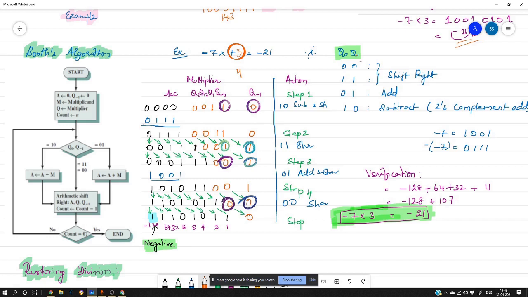Now, how it actually works is, as in the very first step, you simply check the values in Q0 and Q1. So this table is very, very important. You have to remember this. So Q0 and Q1 has got what? The bit pattern is Q0 and Q minus 1. So it is 1, 0. If it is 1, 0, you subtract the multiplicand. So what is the multiplicand here?